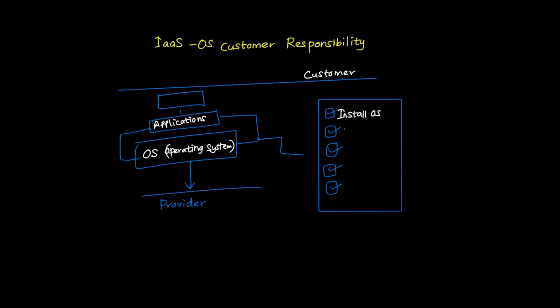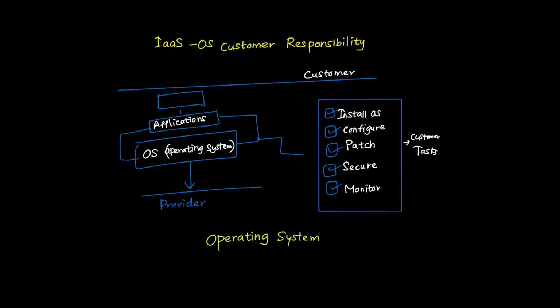This is like renting an empty office space. The building management provides the structure and utilities, but you're responsible for everything you put inside. The operating system is particularly critical because it's the foundation for all your applications and services. A compromised OS means everything running on it is at risk. Physical security, hypervisors, and network hardware remain the provider's responsibility as part of the infrastructure. In IaaS, the OS is where customer control and responsibility truly begin.